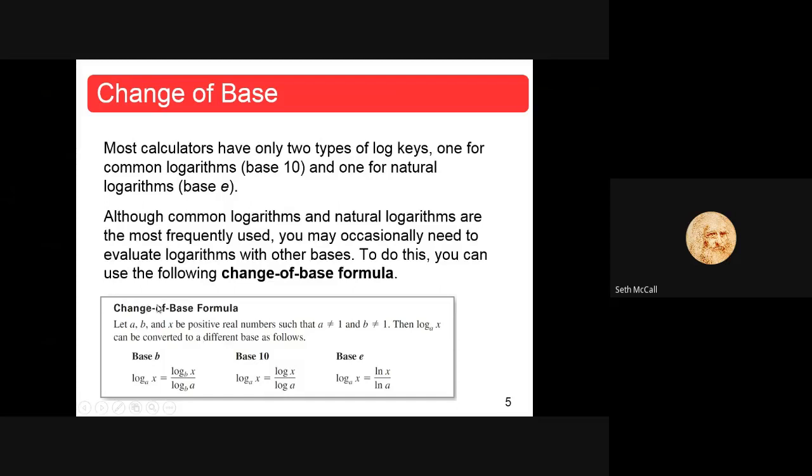Now, this change of base formula works not only to change it into base 10. If you look at the first one, you can change it into a different base. You can see they changed it into b, but b can be any number you want. The last one here, base e, is saying if you have log base a of x, you actually use natural log of x and divide it by natural log of a, and you will get the solution to what log base a of x is. This might seem a little bit confusing. Hopefully it'll make more sense whenever we do an actual problem.